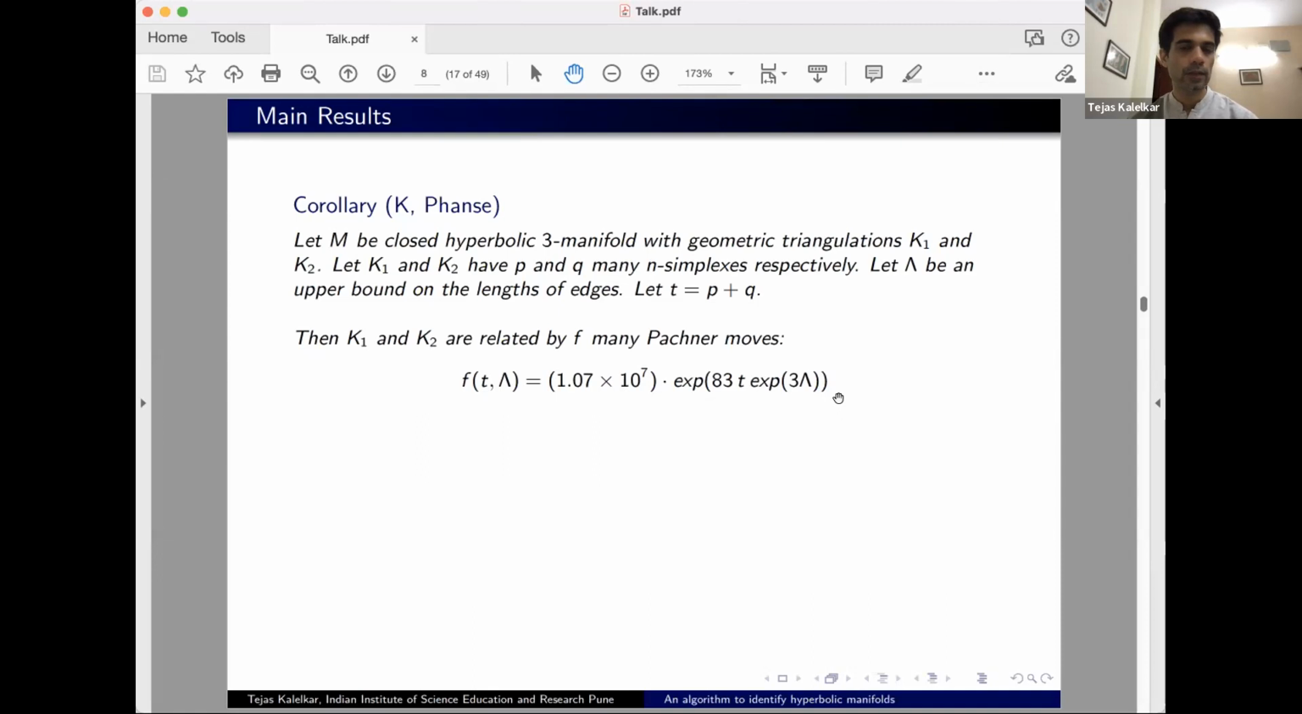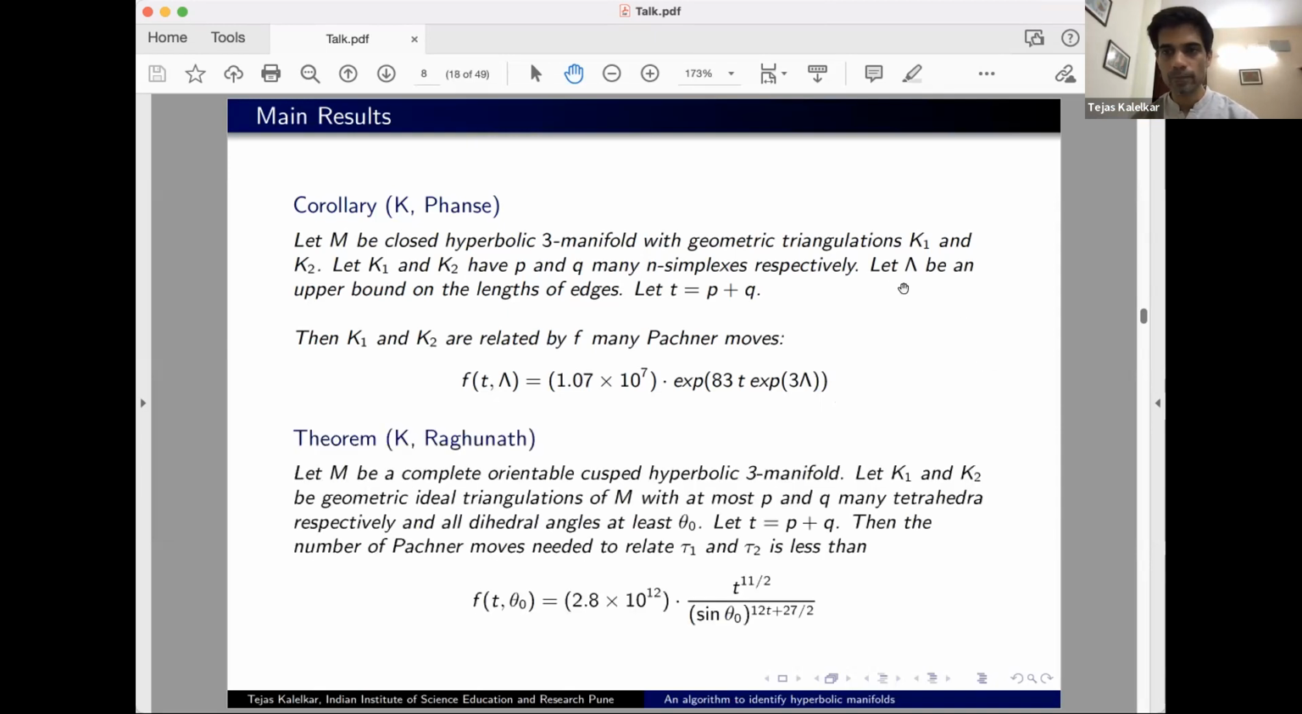Now, also in dimension 3 for hyperbolic manifolds, the more interesting situation is for the cusped hyperbolic manifolds, while this result is for closed hyperbolic manifolds. And for cusped manifolds, the more natural setting is to work with ideal geometric triangulations where the vertices are essentially at infinity. So the lengths of edges are also infinite. So to get a corresponding result for cusped hyperbolic 3-manifolds, instead of working with capital Lambda, which is a bound on the length of the edges, we work with theta naught, which is a lower bound on the dihedral angles of the tetrahedra in the ideal geometric triangulation.